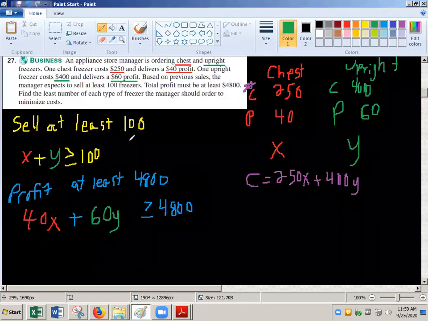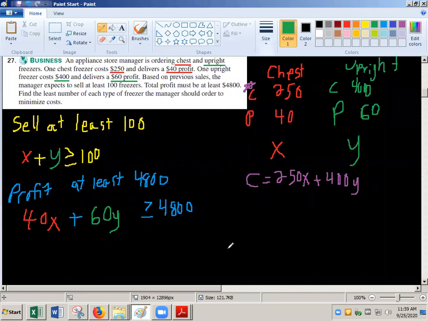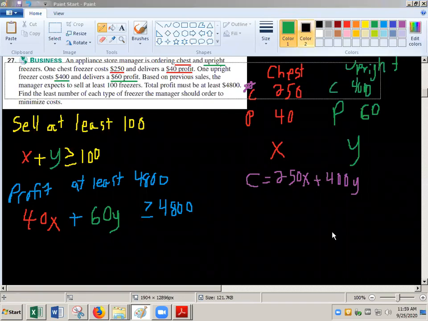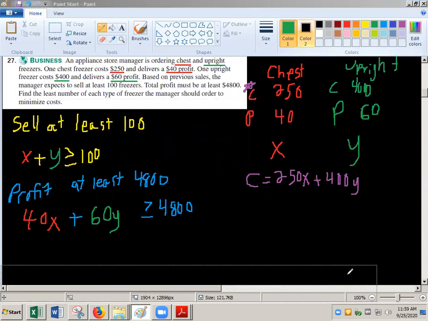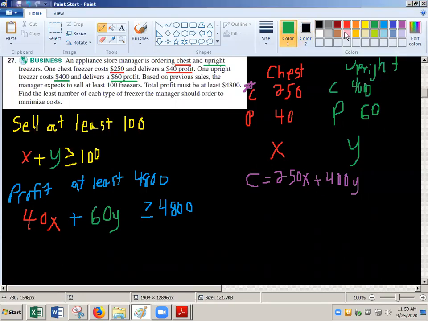Now I want to look at more real constraints. Real constraints will only start talking about what can actually happen. Like, I've yet to meet a person who can buy a negative number of freezers. So x needs to be greater than or equal to 0, since I can't have a negative, and my y, so y is greater than or equal to 0. And these are my real constraints.